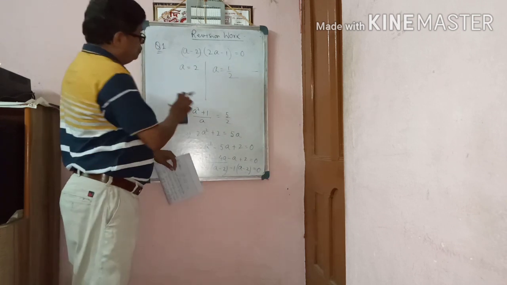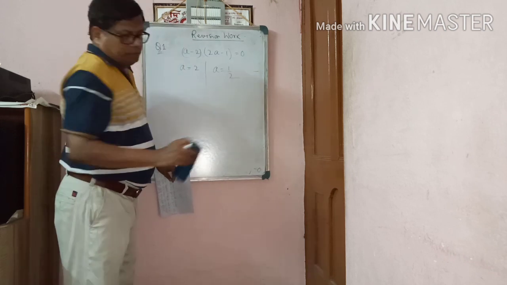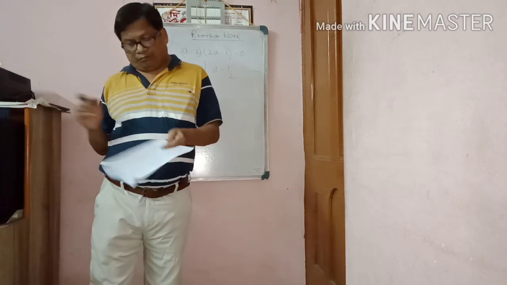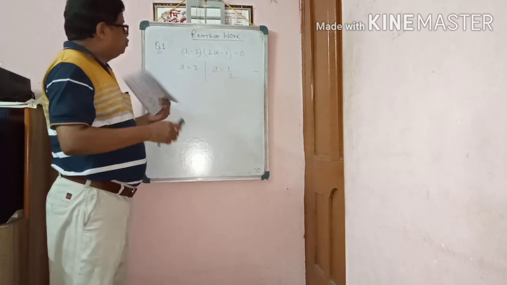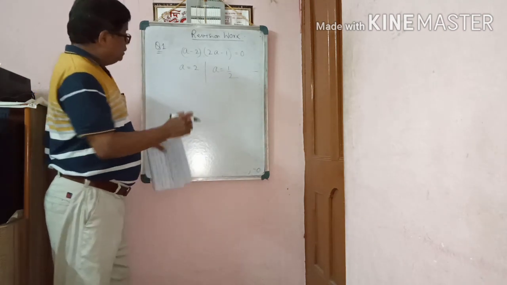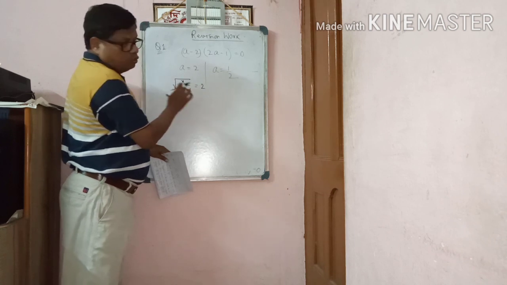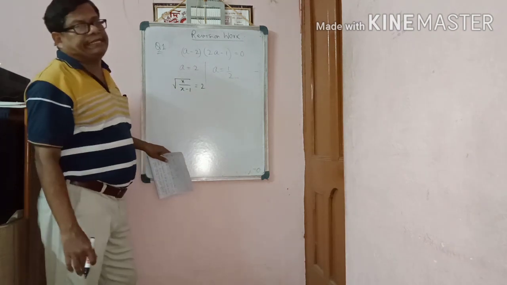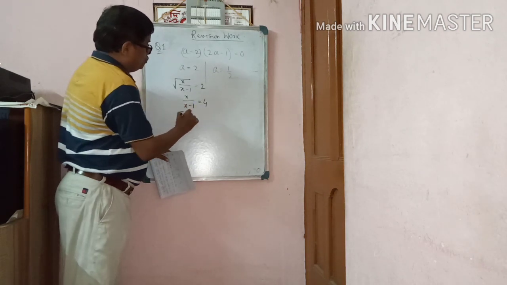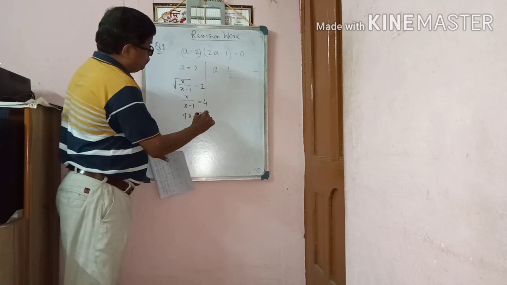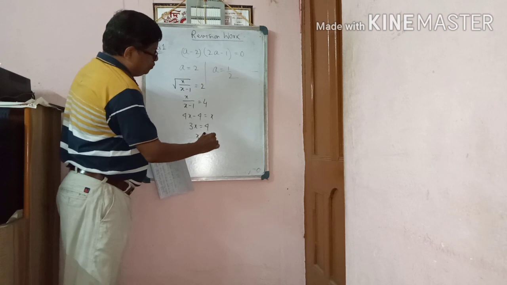Now put the value a equal to 2. So a is root x by x minus 1 equal to 2. Squaring both the sides, x by x minus 1 equal to 4. So 4x minus 4 equal to x. So 3x equal to 4, x equal to 4 by 3.